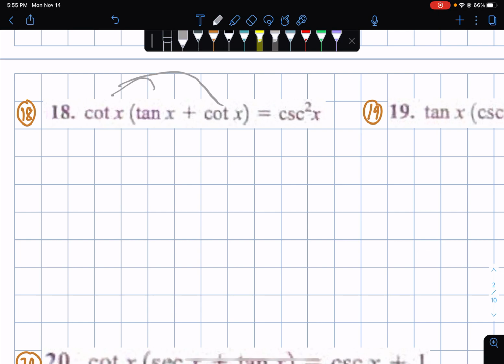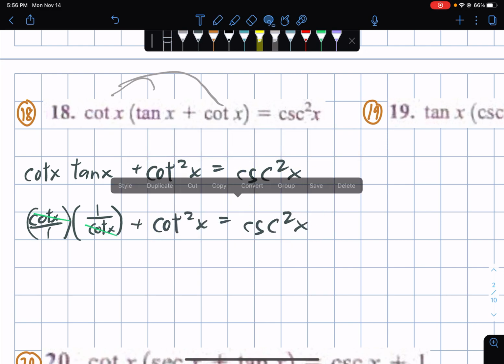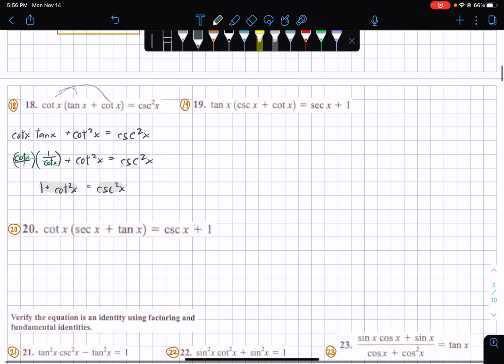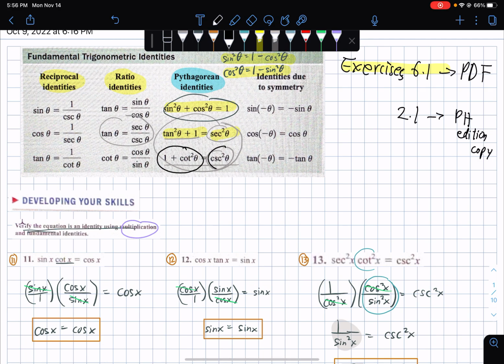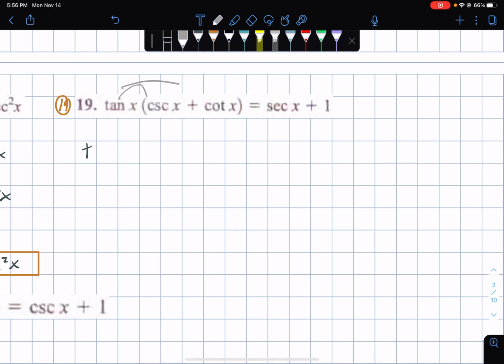Cotangent, again, distributive property. Cot x tan x plus cot raised to 2x is equal to cosecant raised to 2x. So we know that the inverse of tangent is cotangent, so we can write something like this. Cancel. I just copy everything over here. So we get 1 plus cotangent raised to 2x, which is equal to cosecant raised to 2x. Let's review the identities. 1 plus cotangent raised to 2 is cosecant raised to 2. Well said. They're equal to each other. Number 18 is verified.